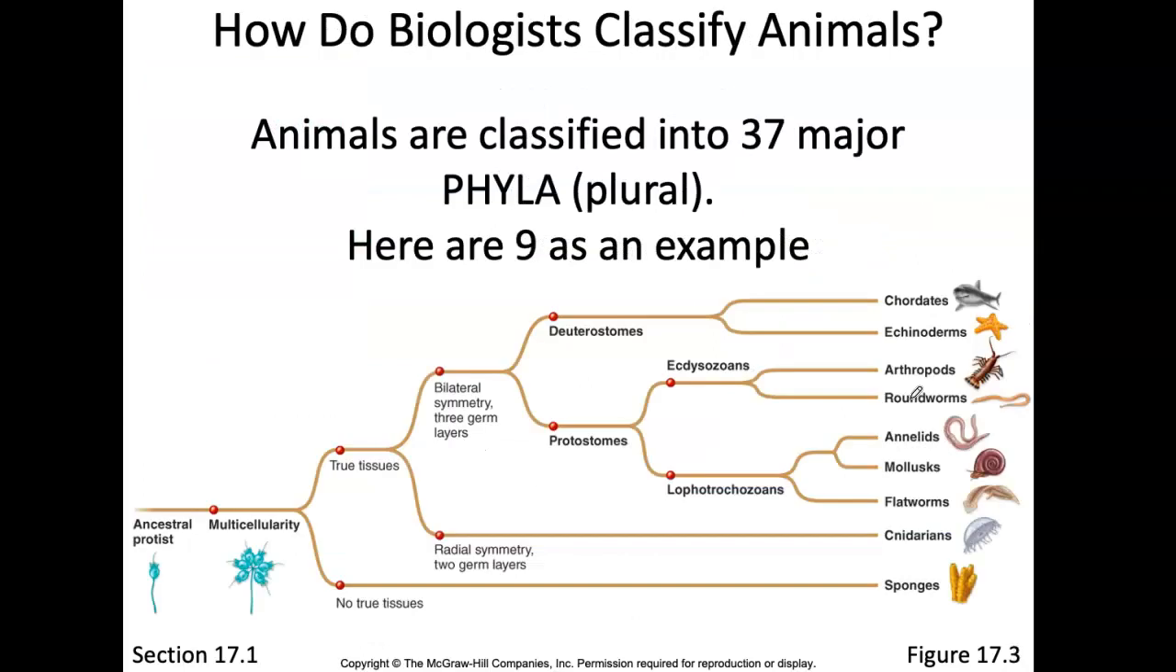How do we classify them? That's what this chapter is about. Well, we classify them into 37 major phyla. Phyla is the plural of phylum. And these 9 are an example that we're going to look at more closely. We're going to look at everywhere from the sponges to the jellies to the worms, annelids, and all the way up to the chordates. Okay?